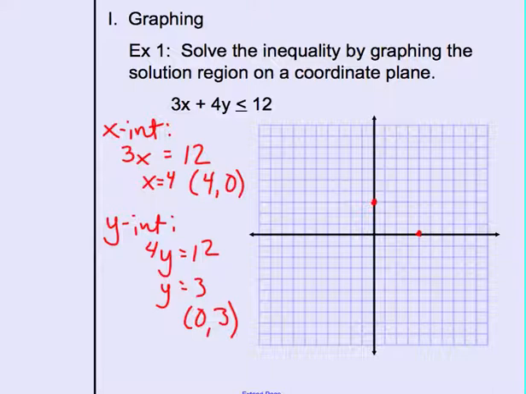So similar to when we solved an inequality in one variable, the or equal to means that the boundary is included as part of the solution, so it would be a solid line. If it were not equal to, it would be a dotted line. The boundary would not be included. Make sure that you think about that before you start graphing.